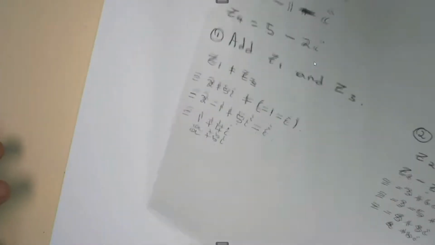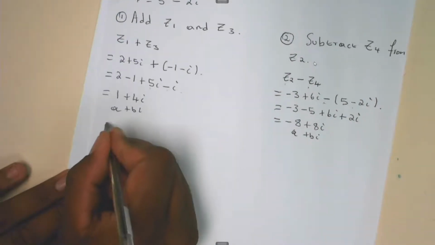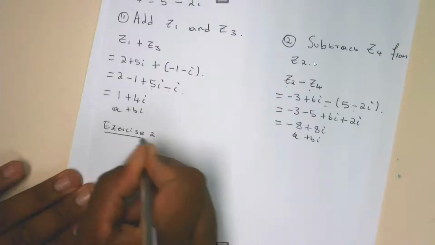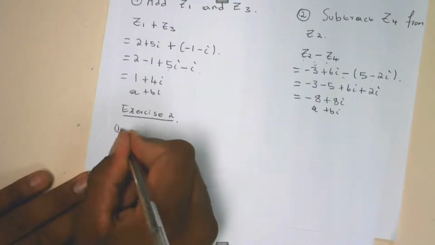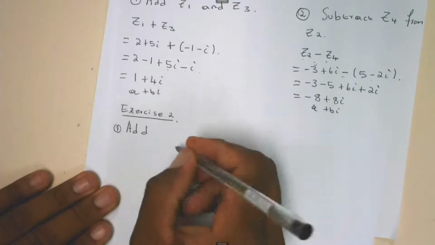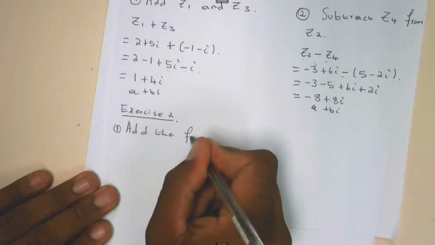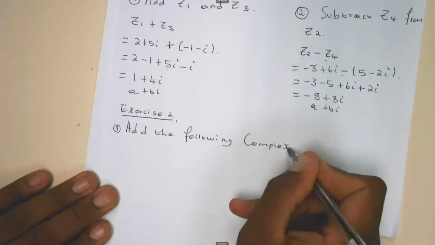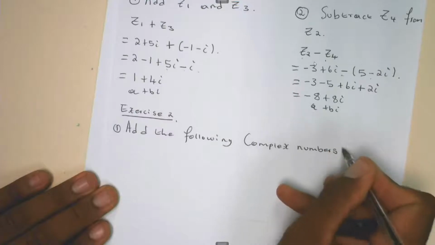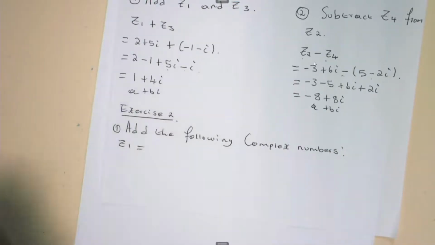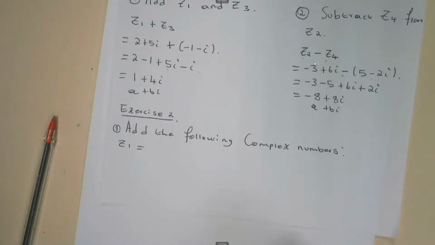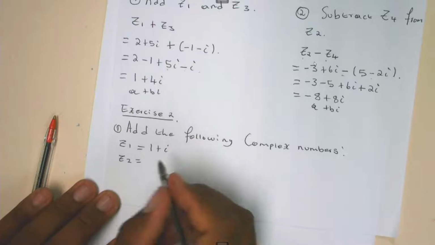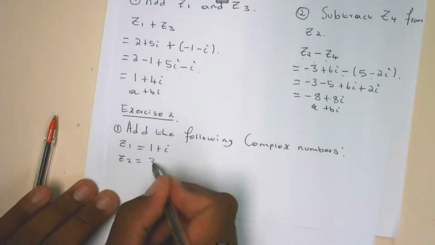We still have time for 2 activities that we can do ourselves. Let's say exercise 2. Add the following complex numbers. What do we have? We have Z1 is equal to 1 plus i, and Z2 is equal to, what do we have? 3 plus i.